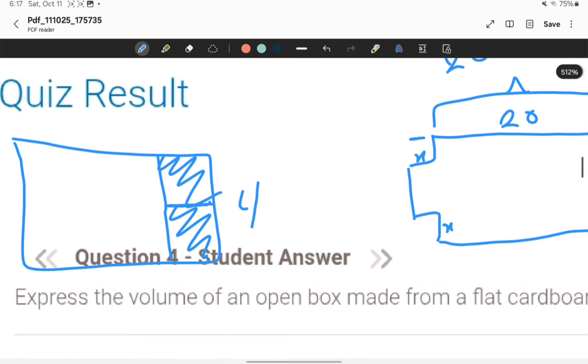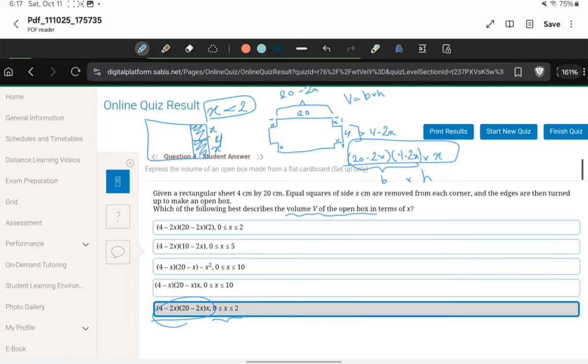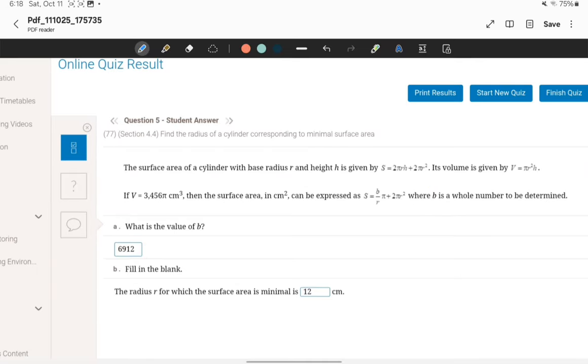So that means if we cut off x and x, our x has to be less than half of our side. So half of our side is 2, right? So that means our x has to be less than 2. You're always going to choose the smaller side to take the half. So we're not going to choose the 20, we're going to choose the 4. Half of that is 2. So this is our option again.